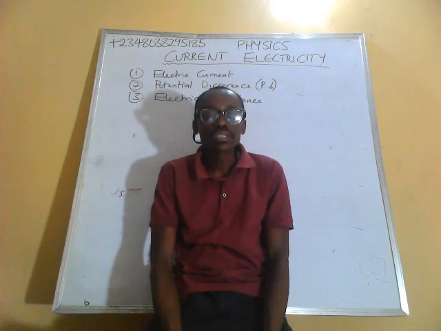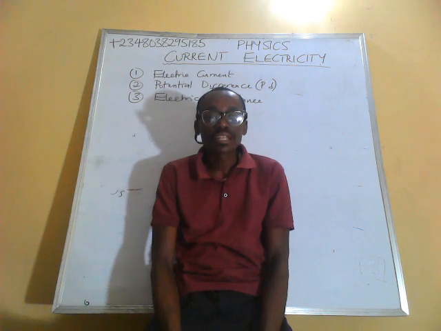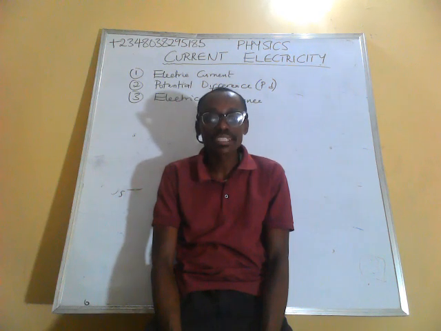In this video we'll be having a physics lesson and the topic will be current electricity. We'll be looking at direct current. We know we have alternating current and direct current. Direct current is just current in one direction.